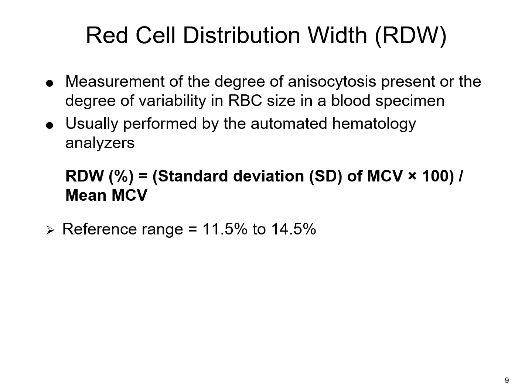The RDW is the red blood cell distribution width, or the red cell distribution width, and it is a measurement of the degree of anisocytosis that's present in your patient sample. Anisocytosis is a variation in the size of the red blood cells. So if you have large ones and small ones in there, then there's going to be a difference in size. This is usually calculated by the automated analyzers, by taking the standard deviation of the MCV times 100 and dividing that by the mean MCV.